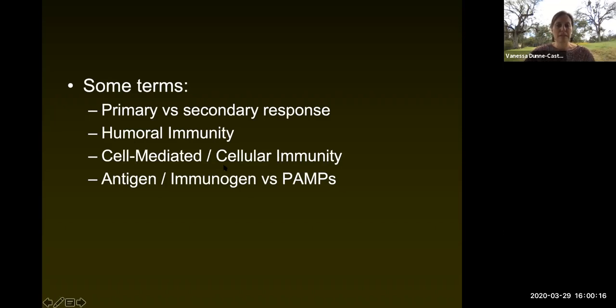Humoral immunity versus cell-mediated immunity. Humoral immunity is your B cell response.